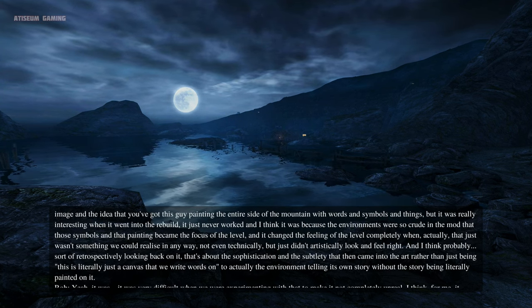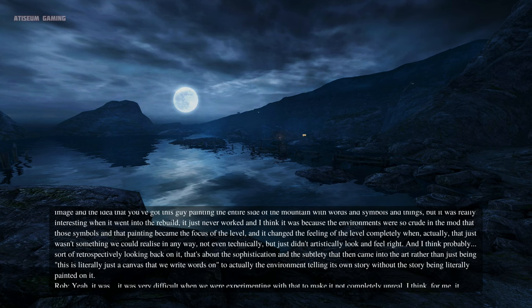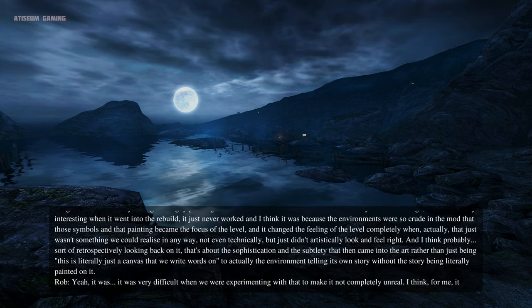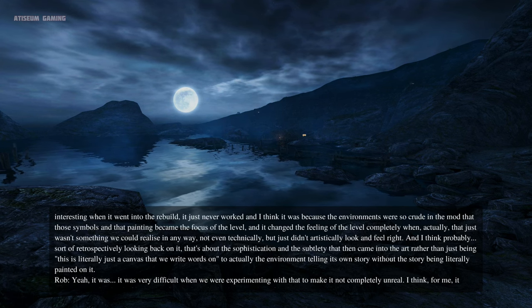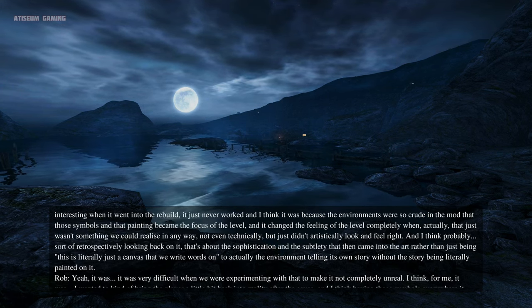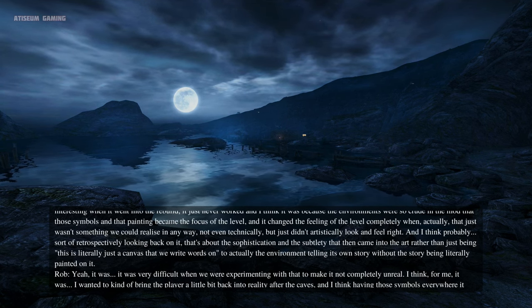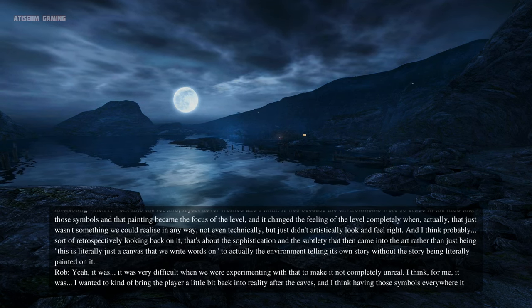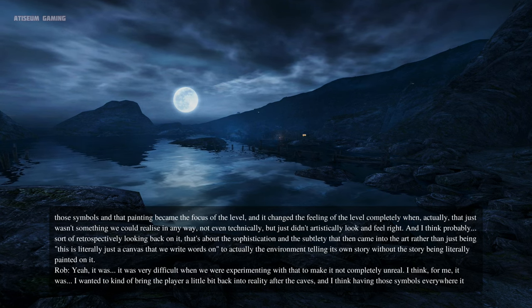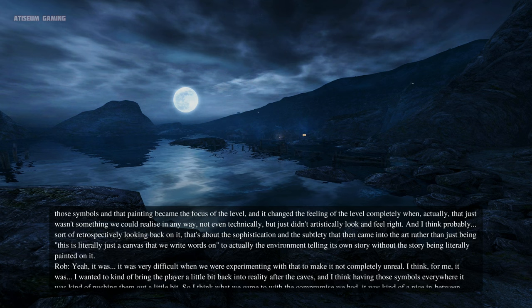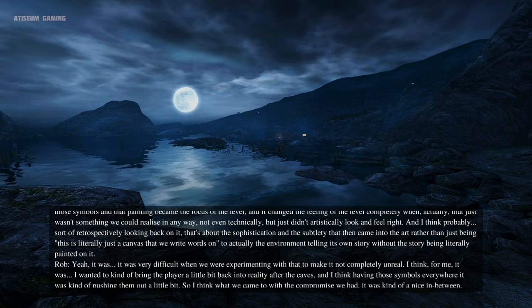And it changed the feeling of the level completely, when actually that just wasn't something we could realize in any way, not even technically, but it just didn't artistically look and feel right. And I think, looking back on it retrospectively, that's about the sophistication and the subtlety that then came into the art, rather than just being a canvas that we write words on, to actually the environment telling its own story without the story being literally painted on it.